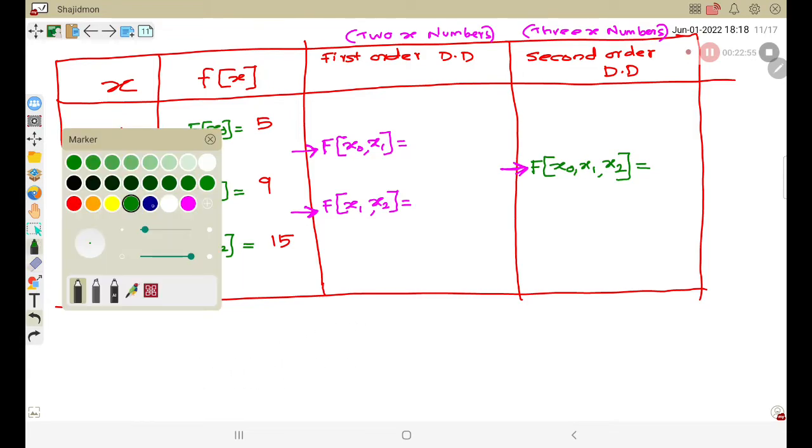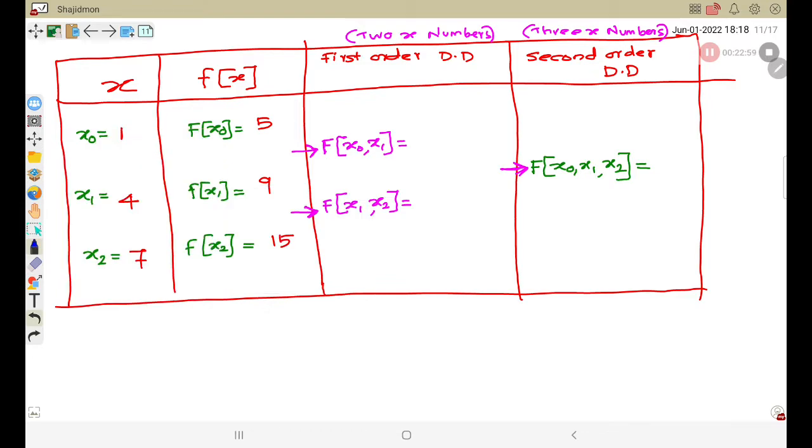So the first one: this number minus this number, 9 minus 5, divided by 4 minus 1. The difference of y values divided by the difference of x values. You can check on the calculator what that number is, with 3 digits chopping. It equals 1.33. I hope you are getting the same.